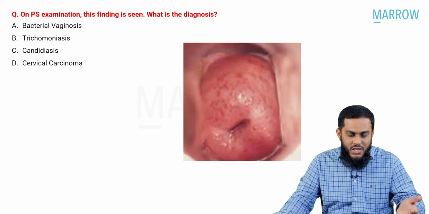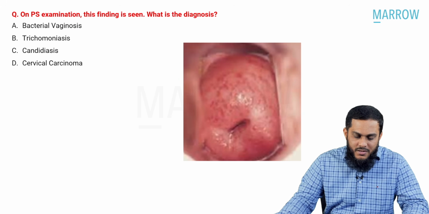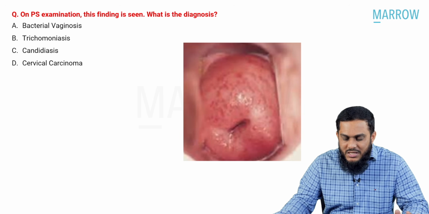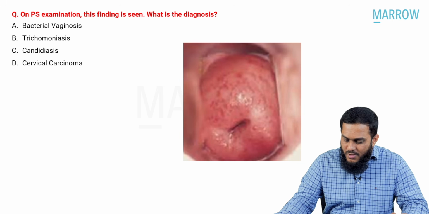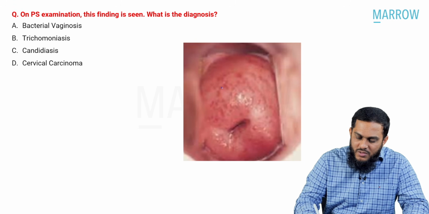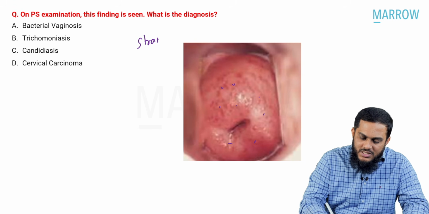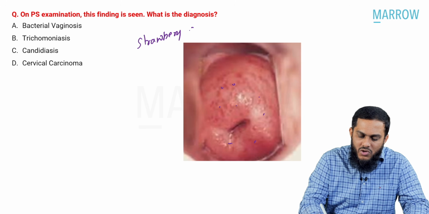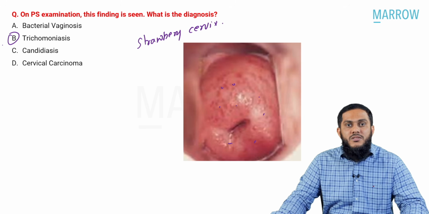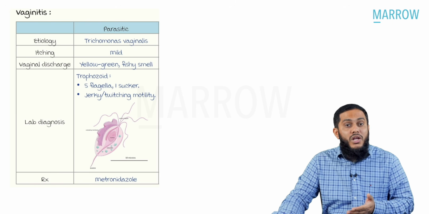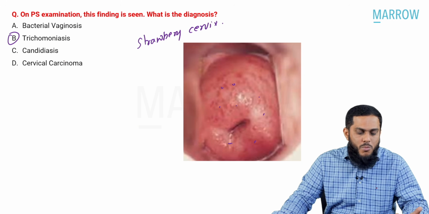Next question. On PS examination, these findings are seen. What is the diagnosis? If you see, this is cervix with bleeding spots, strawberry cervix. This is the characteristic feature of Trichomonas vaginalis, trichomoniasis, discussed in class notes. We know strawberry cervix is the characteristic feature of Trichomonas vaginalis.